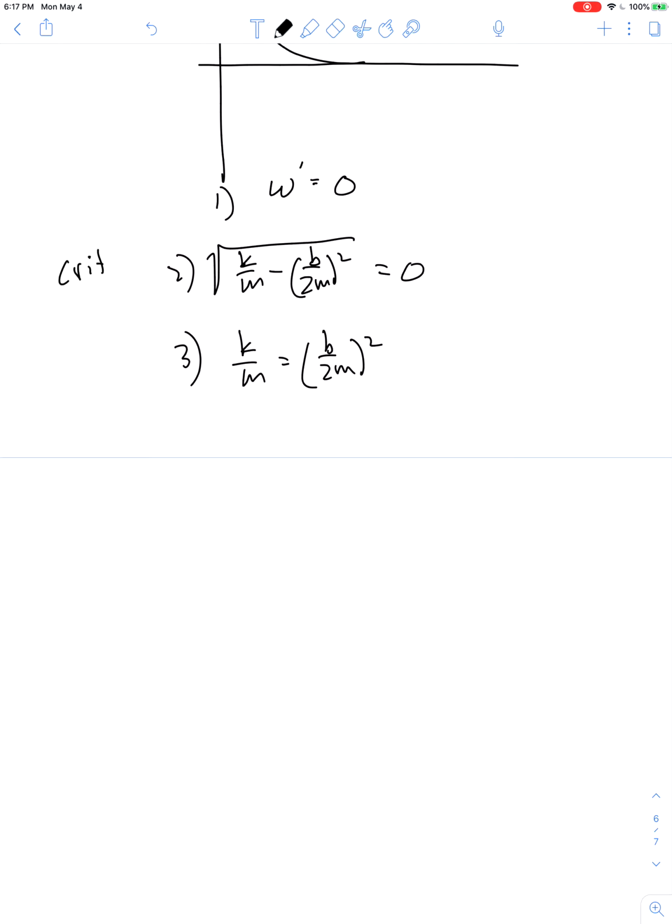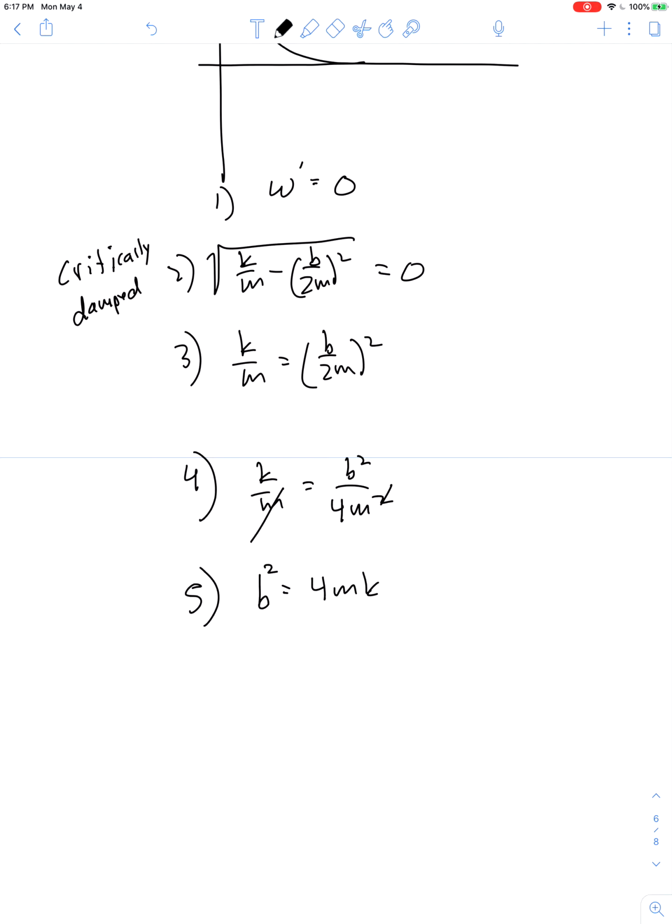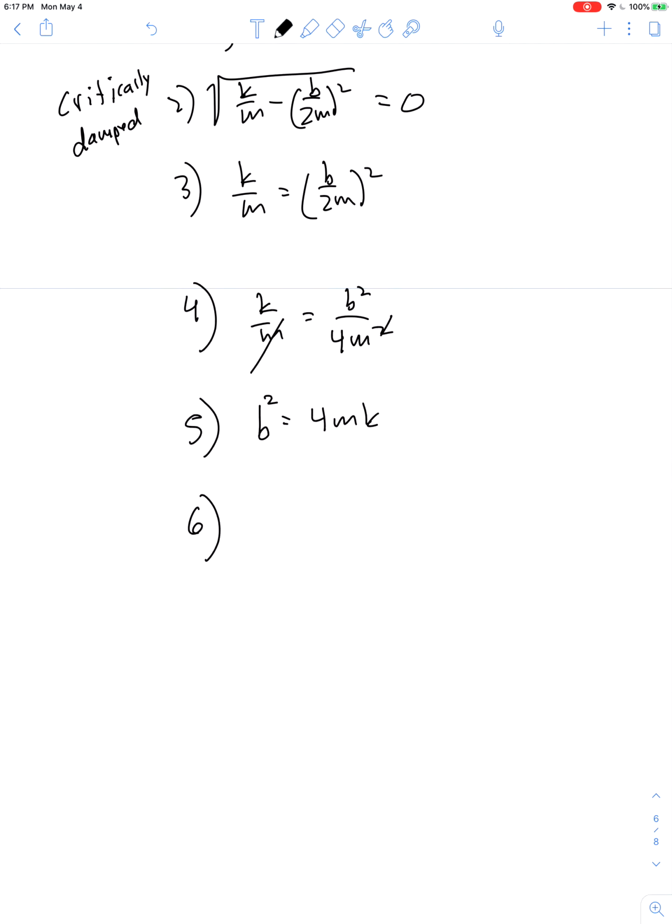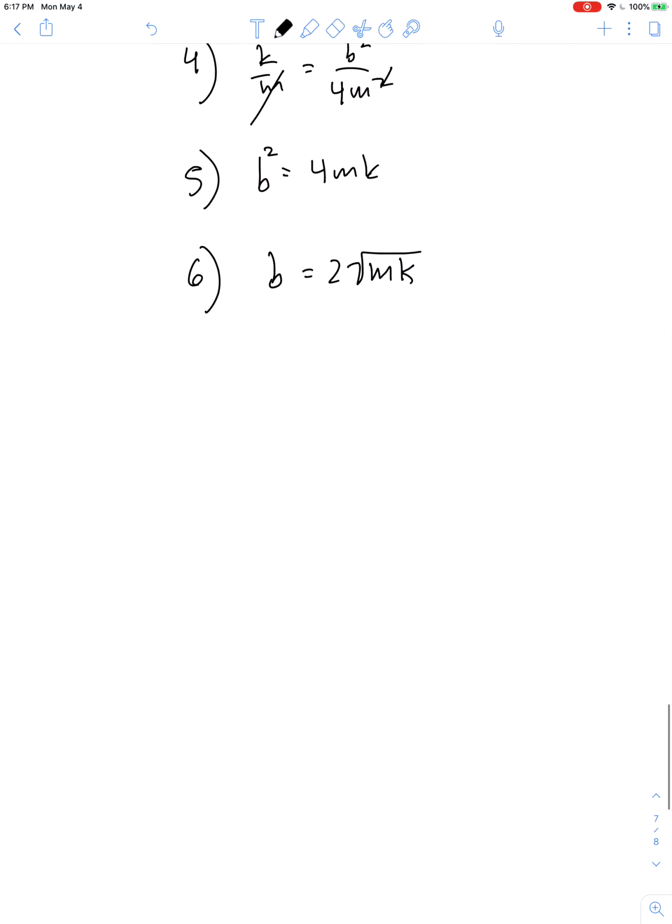So in the case of a critically damped system, k over m is equal to b squared over 4m squared. We cancel one of the m's and we solve for b, and b squared must be equal to 4mk, or in other words, for the critically damped oscillator, the drag coefficient is 2 times the square root of the product of the mass and the spring stiffness.